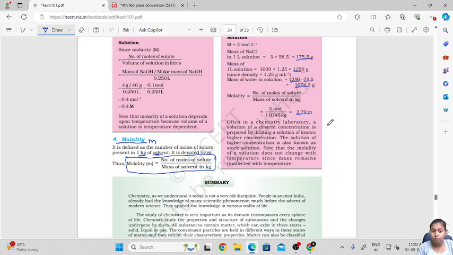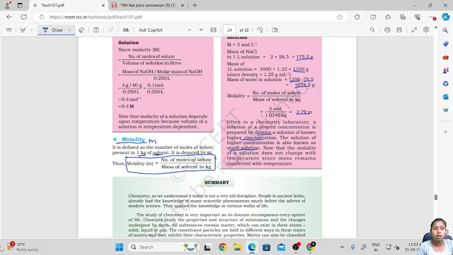Often in a chemistry laboratory, a solution of desired concentration is prepared by diluting solutions of known higher concentration. So the solution of higher concentration is also known as stock solution. Now in chemistry laboratories, you will always see that any solution you use for a practical, you use a diluted solution, and you dilute it from a concentrated solution, and this highly concentrated solution is known as stock solution. Note that the molality of a solution does not change with temperature, since the mass remains unaffected with the temperature. So the molality will never change for a solution.